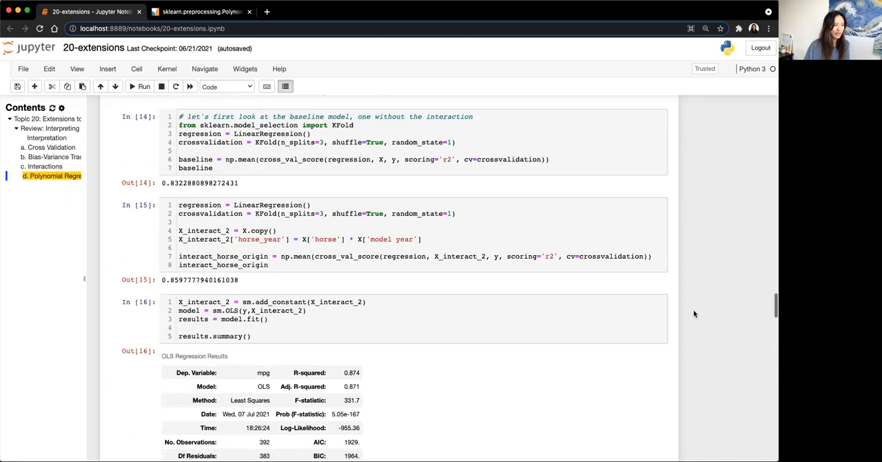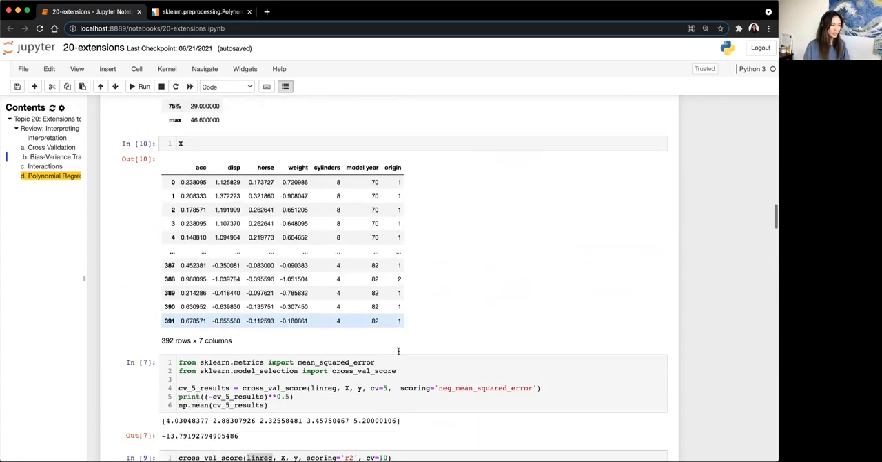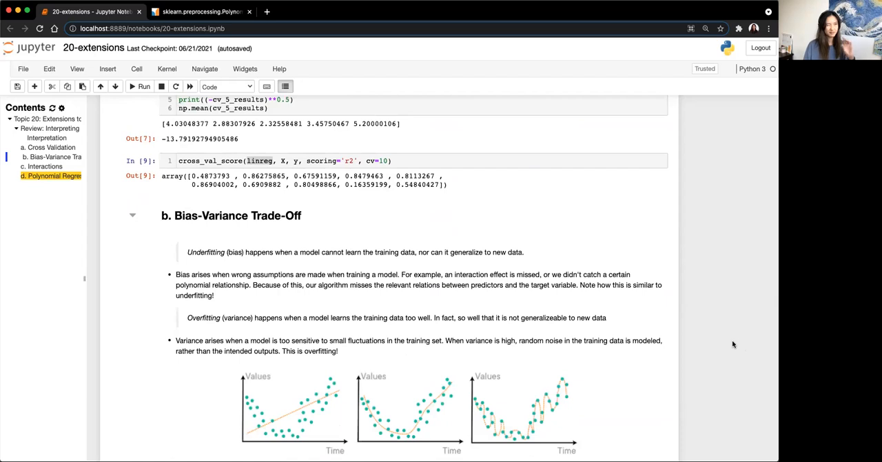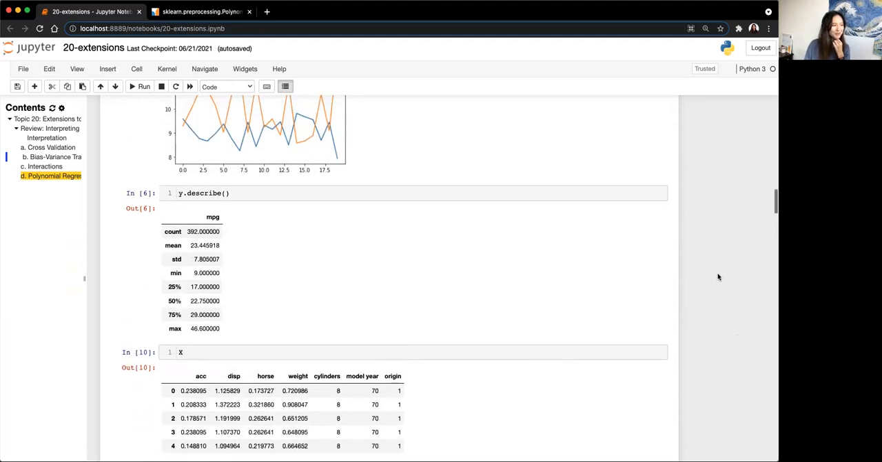Maybe also looking at a histogram of your variable to see what looks like a good cutoff point. Maybe you want to look at the scatter plot between the age and miles per gallon. So that threshold of where you want to cut off is up to you as well.